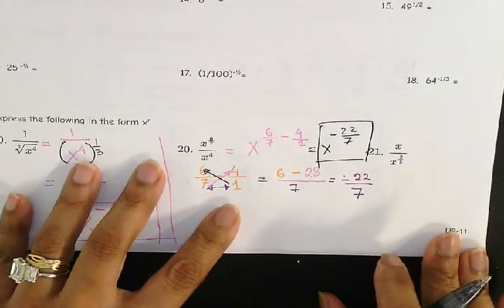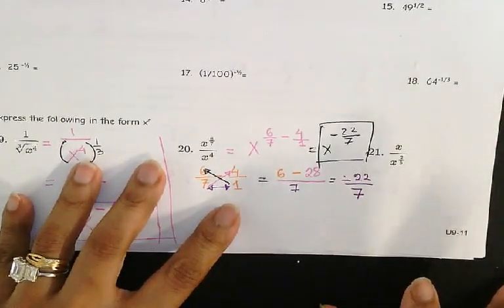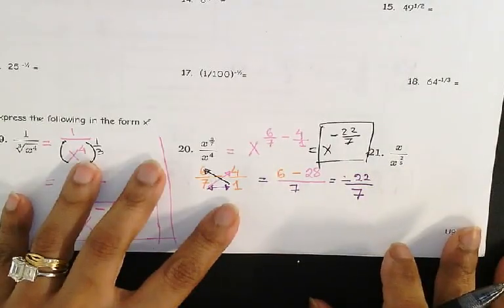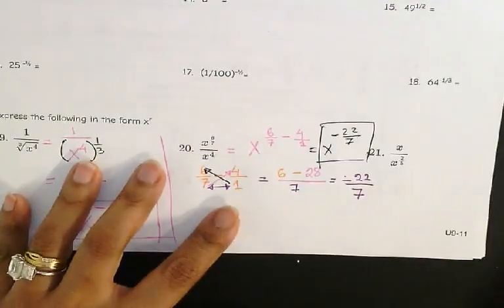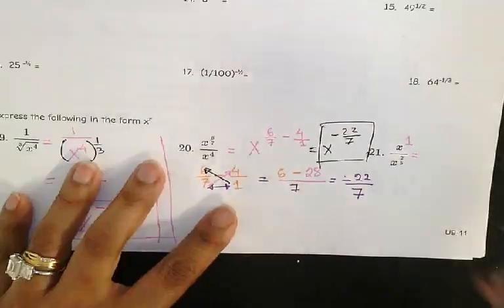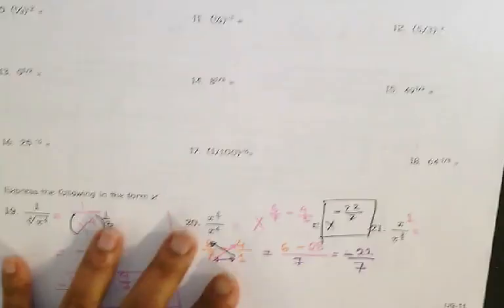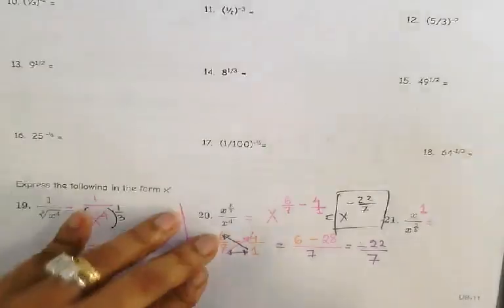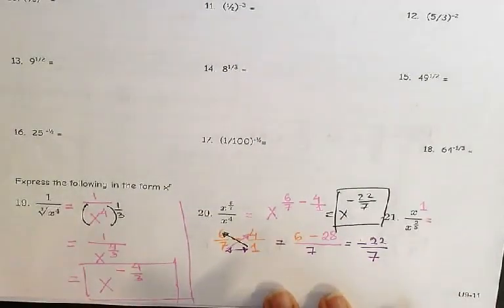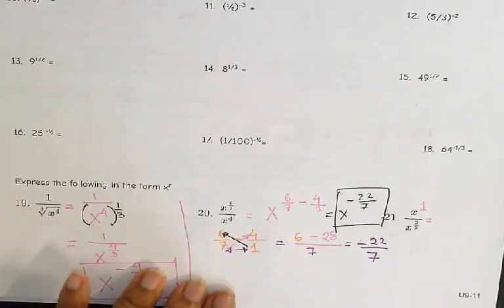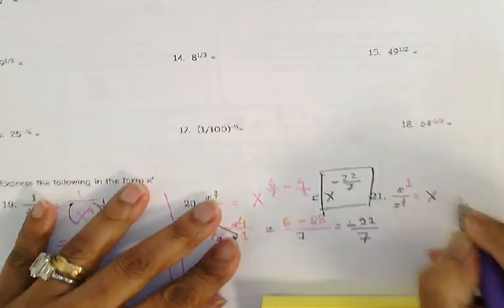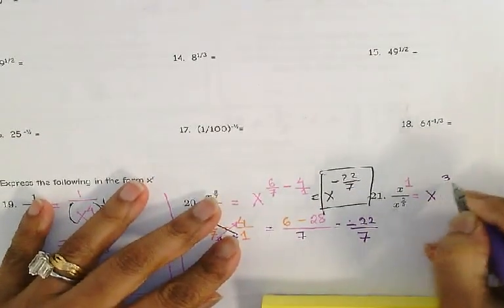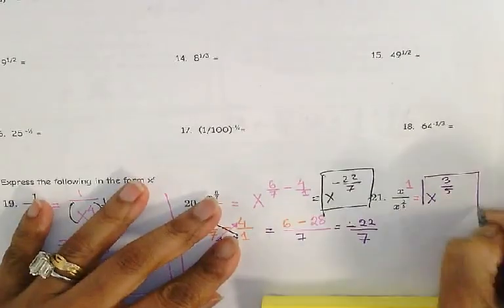Do the next one by yourself. 21. I'm giving you a minute. What are you going to do for this one? I cannot see any power over here. What's the power for x? 1. All right. Let's put a 1 power and simplify. Give me the answer. I'm giving you 30 seconds. It should not take more than that. Go ahead, do it. All right, so if you subtract this one, it's going to be x to the power 3 over 5. That's going to be your answer.